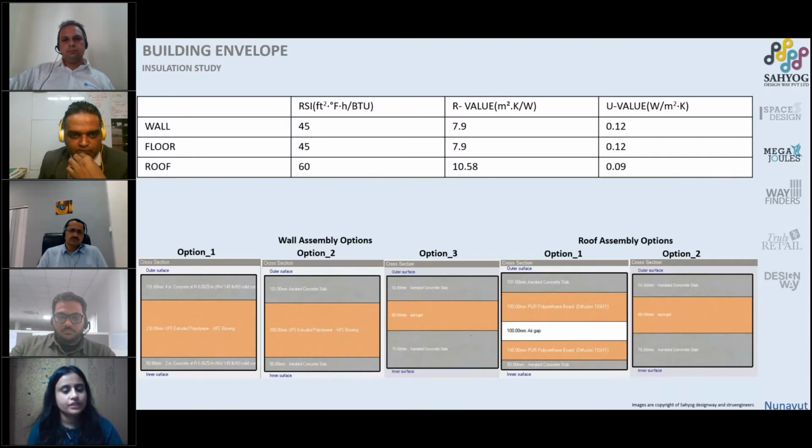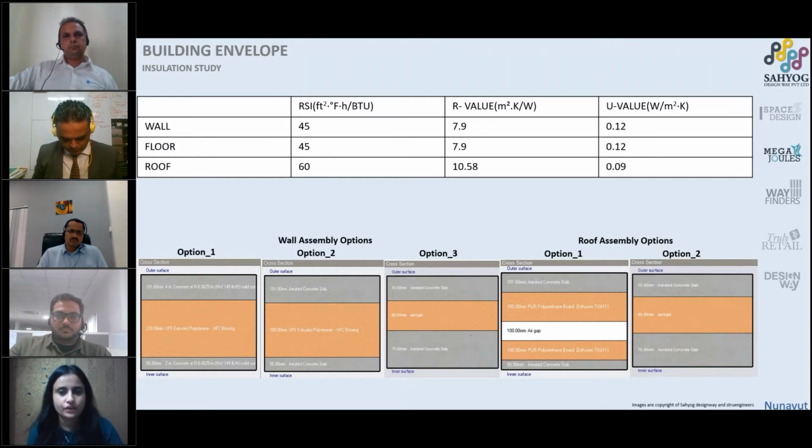Whereas for Nunavut, it was very challenging to achieve the required U value because here the U value was very high: 0.12 for a wall and floor, and 0.09 for a roof. So we created different options for all the elements. When we were experimenting with different assemblies, we were getting a very high wall thickness, around 2 feet.